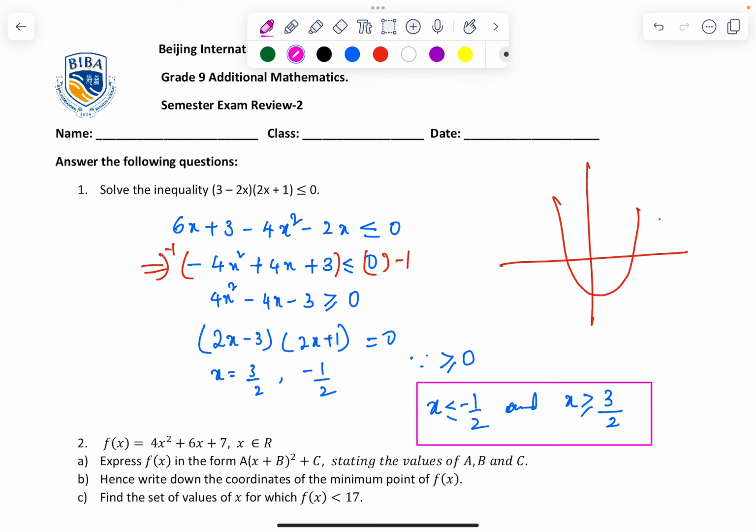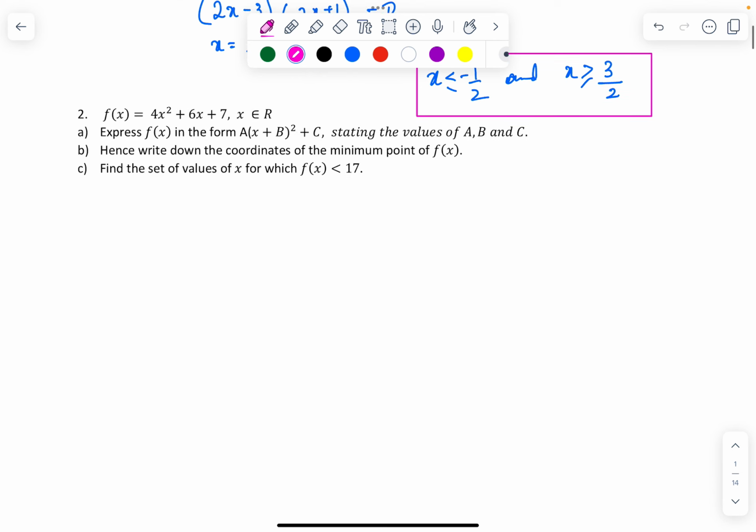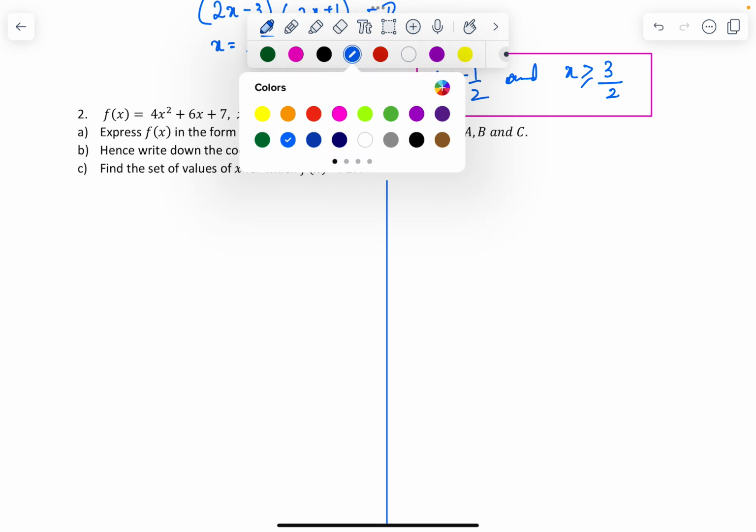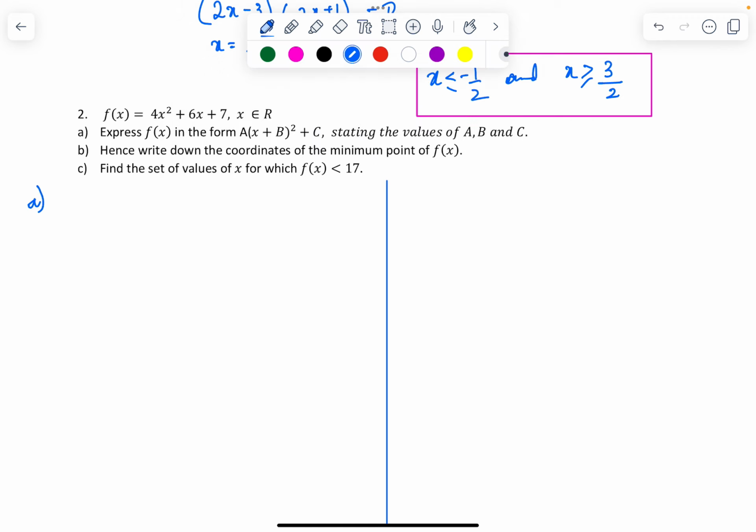All right. Then question number 2. So to avoid confusion, I'm going to use my space wisely. Okay, so question number 2. F of x equal to 4x square plus 6x plus 7. X belongs to real numbers. First one is A. Find f of x in the completing square form, vertex form, right?